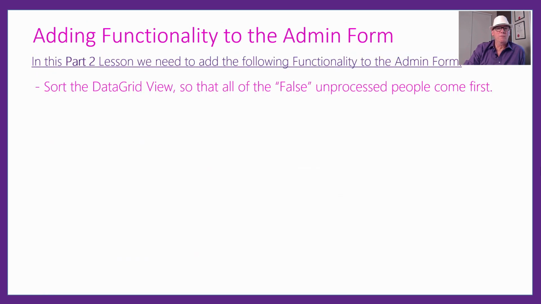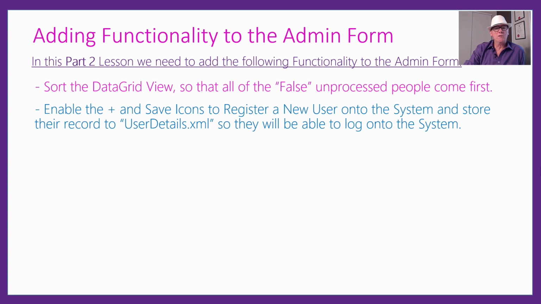So in the part 2 lesson, we need to add this function. We need to sort that DataGrid view so that all of the false new applicants that aren't registered yet, they're set to false, they come up first in the list, because the administrator is not really going to care about the true ones that we want to sort down to the bottom because they've already been done and set up. We need to enable the plus and save icons to register a new user onto the system.